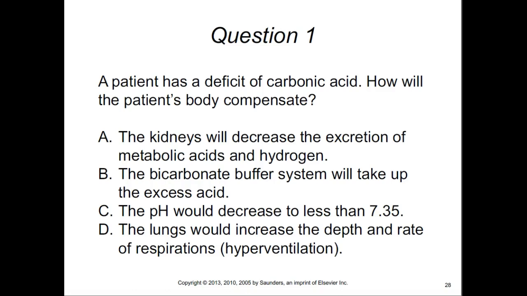The pH would decrease to less than 7.35. If a patient has a deficit of carbonic acid, pH will not be 7.35 or lower, because in order for that to occur, you would have to have a significant amount of hydrogen ions.